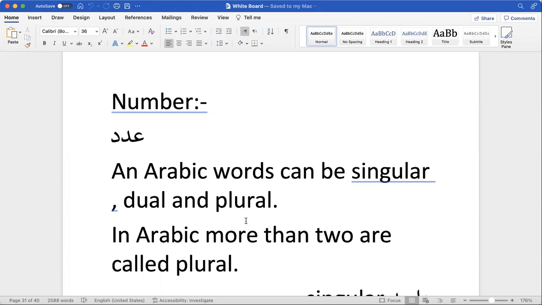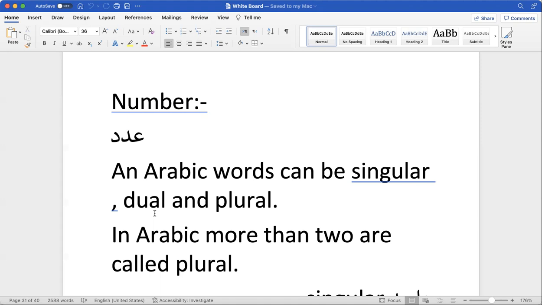And the difference between English and Arabic is, more than one we call plural in English. But in Arabic, more than two are called plural. And if there are two things, we call it dual, and it's called isnan. So they had different terminology for it, isnan. Isnan means two, and more than two, then we have jama, plural, right?